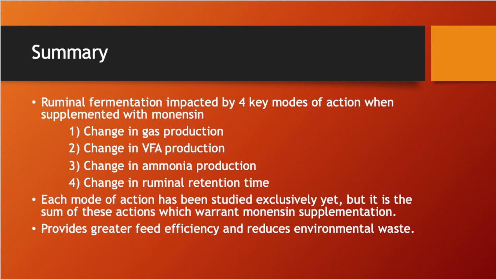I'll summarize the information in this PowerPoint. Ruminal fermentation is impacted by 4 key modes of action when a diet is supplemented with monensin. Number 1, the change in gas production. Number 2, the change in VFA production. Number 3, the change in ammonia production. Number 4, the change in ruminal retention time. Each of these have been studied exclusively, yet it's understood that it is the net effect of all of these which come together to warrant monensin supplementation. Overall, this product provides a greater feed efficiency and reduces environmental waste.